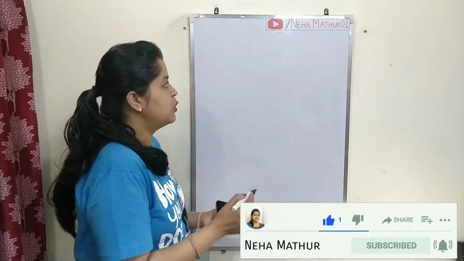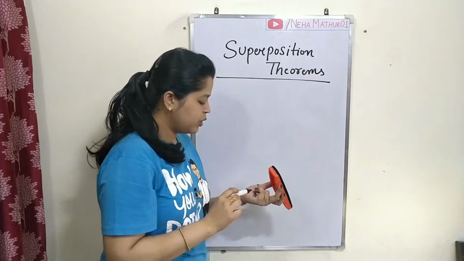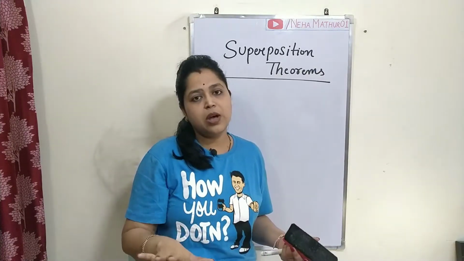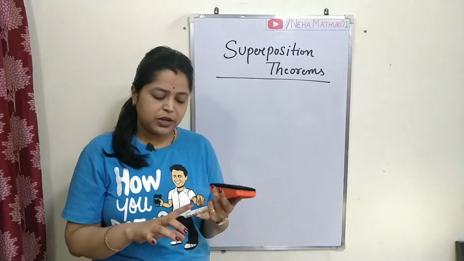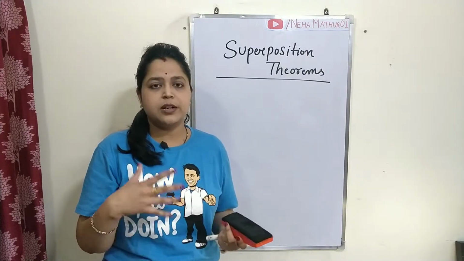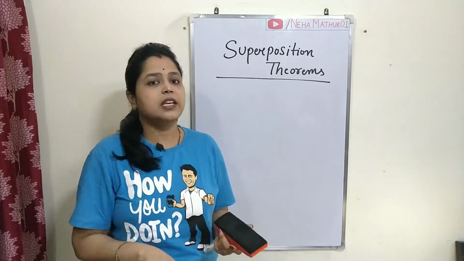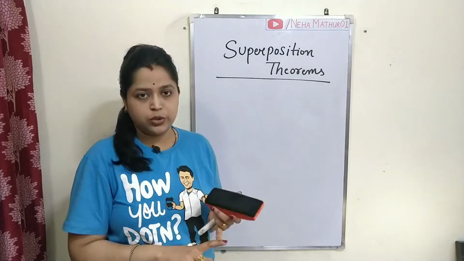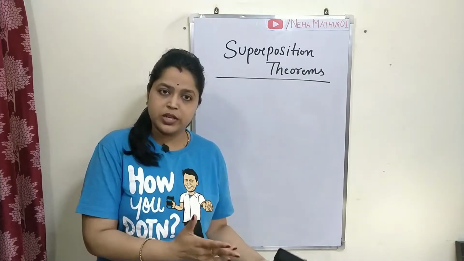So our today's topic is superposition theorem. As I told you, this theorem is most preferably used only if you have multiple independent sources in your circuit. If you have one or more voltage or current sources in your circuit and you want to calculate the response across any branch in terms of voltage or current, in that case you must definitely prefer superposition theorem.